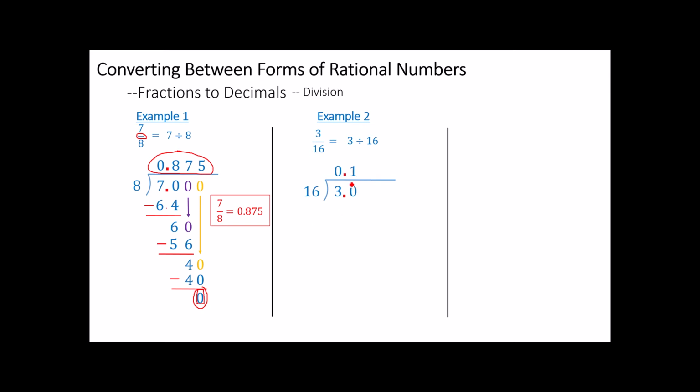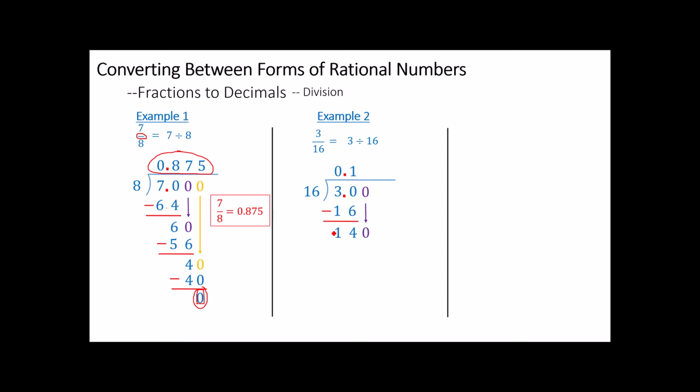Put an extra 0 in. I actually went one click too far. 16 goes into 30 one time, which is 16, leaving me with 14. Notice my remainder is not 0, and it did not repeat, so I need to do this again. Stick on another 0.